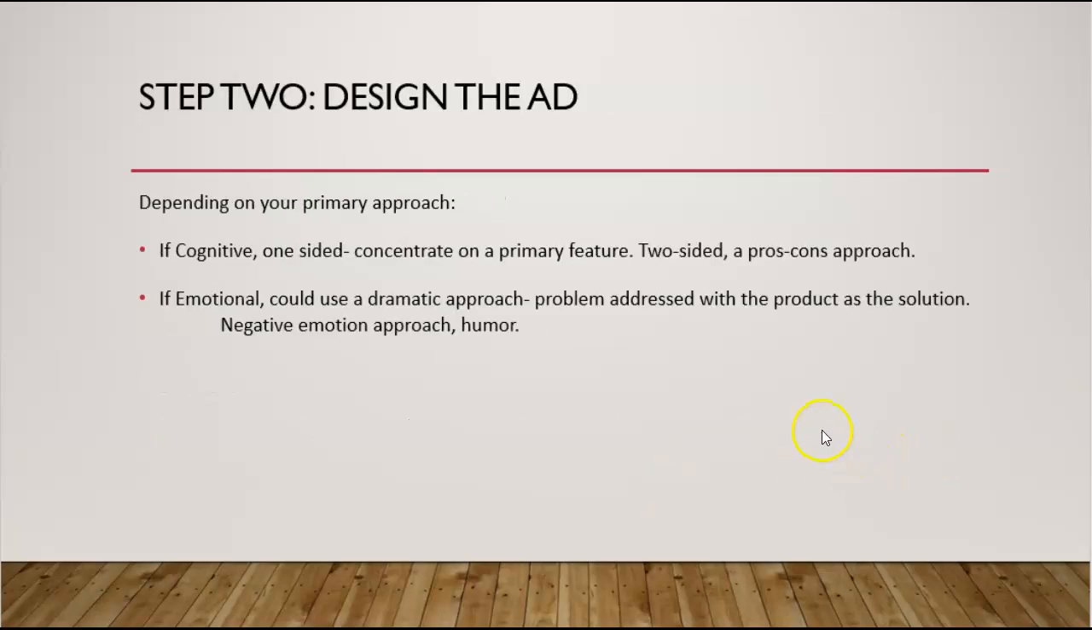And then the second step is you want to design the ad itself and start thinking about, again, leveraging off of what your primary approach is. If it's cognitive, do you want to have a one-sided approach and concentrate on a primary feature or benefit of your product, as an example? In the two-sided approach, you're talking about the pros and cons of your product, maybe compared to others or other alternatives.